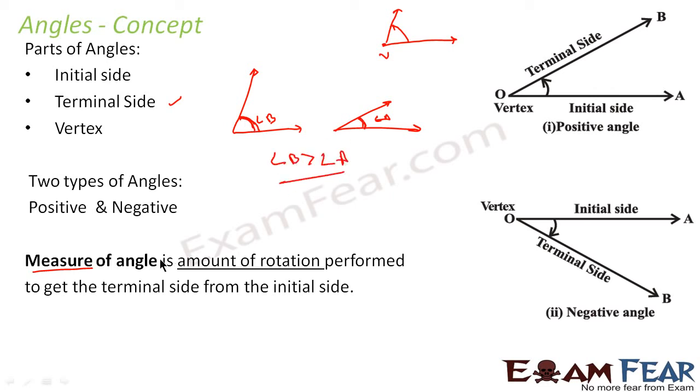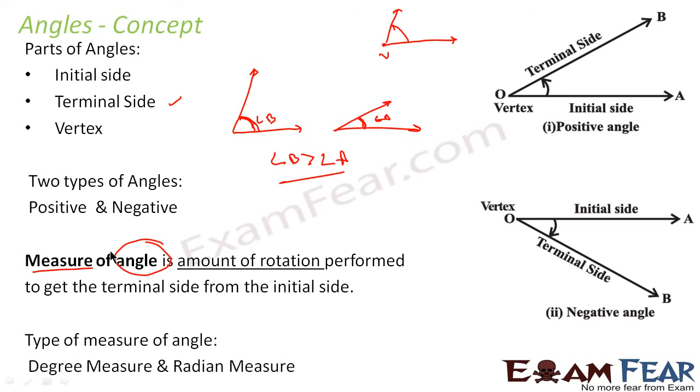Thus, an angle is nothing but the amount of rotation performed to get the terminal side from the initial side. You start with the initial side, you go to the terminal side, and the amount of rotation performed about the vertex is called the measurement of angle. There are two types of measures, degree and radian measure. Here we'll be more concerned about degree. Radian measure we will learn in the next class. We'll take some examples of degree measure.